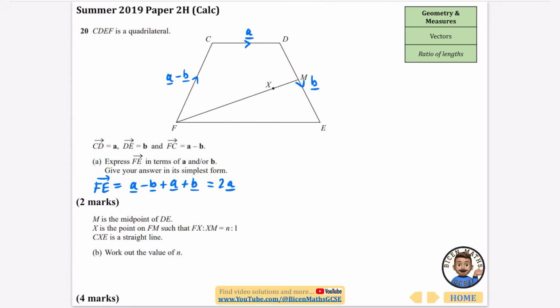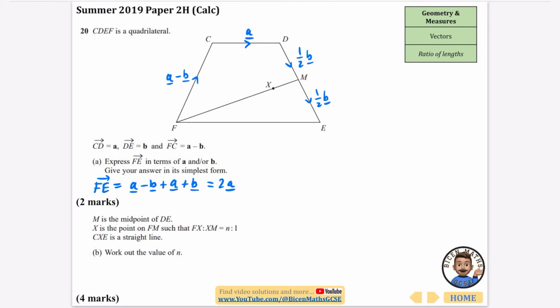Here's where things get kind of crazy. I mean, this video is going to be long, but hey, we're doing all the questions on vectors, so it's unsurprisingly going to be long. It says that M is the midpoint of DE. So I'm actually going to change this now as this is a half B and this one is a half B as well. X is the point on FM such that FX to XM is n to 1.